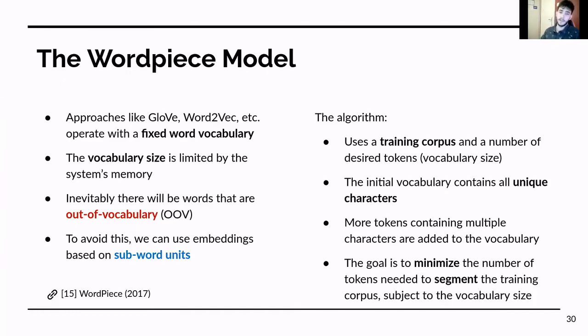And the way this is achieved is we start again with a large training corpus, and we decide from the start how big our vocabulary is going to be. So the algorithm initializes itself with the vocabulary containing all unique characters. So essentially all letters of the alphabet, all single numbers, punctuation marks, and so on. And at each iteration, more tokens are added to the vocabulary by combining single characters while trying to minimize the number of words that are needed to segment, or to tokenize, if you like, the training corpus. Obviously subject to the vocabulary size that we have decided from the start.